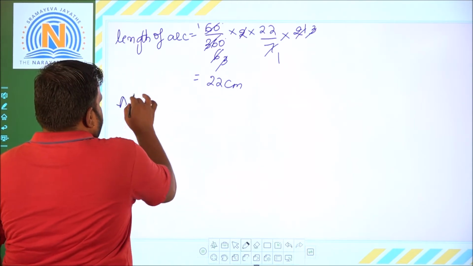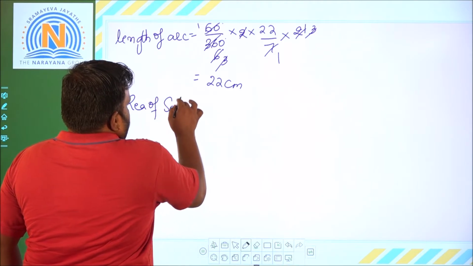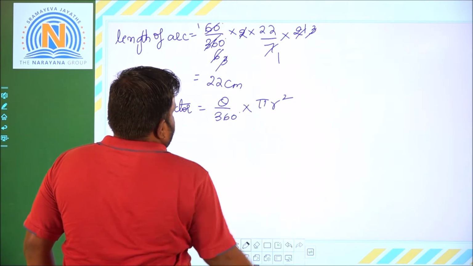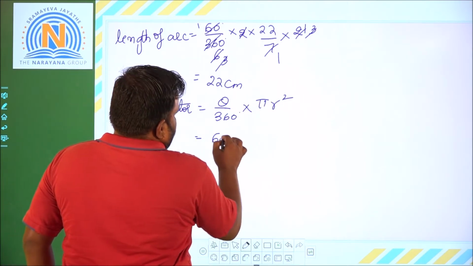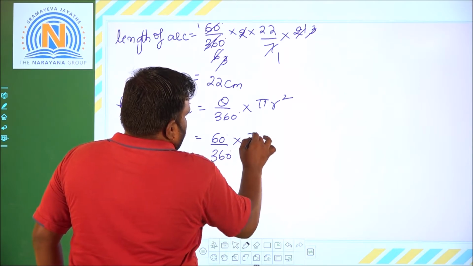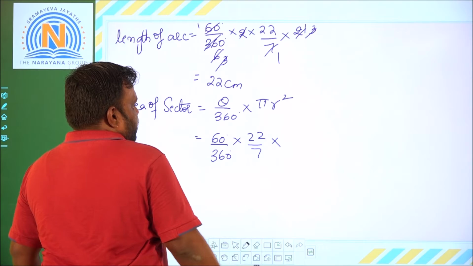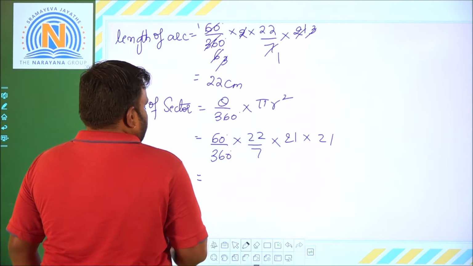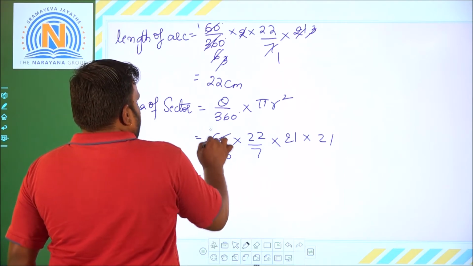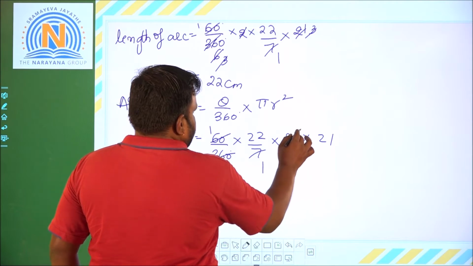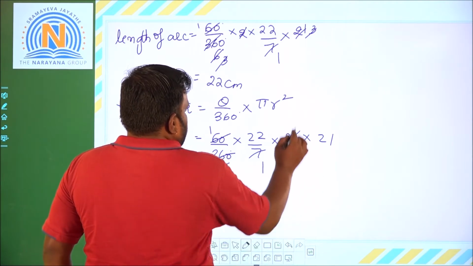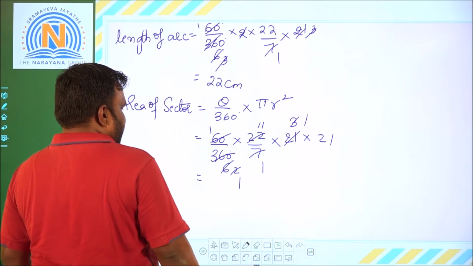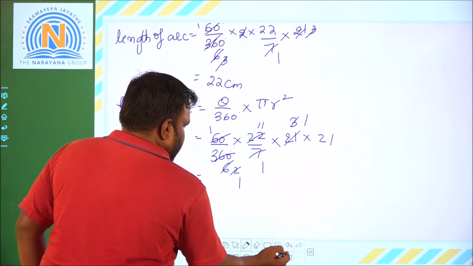Then next, area of the sector. We have the formula here, theta by 360 into pi r square. So again the same thing, 60 by 360 into 22 by 7 into r value, again the same thing, that is 21 into 21. So when you go for the further simplification of this part, 1 time, this is 6 times, 7 once, and this is 3 times, 3 1 time, this is 2 times, 2 1 time, this is 2 11 times.